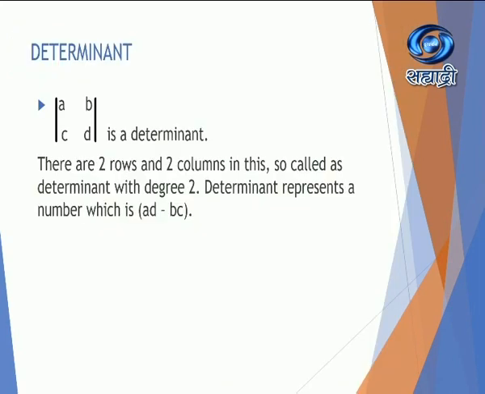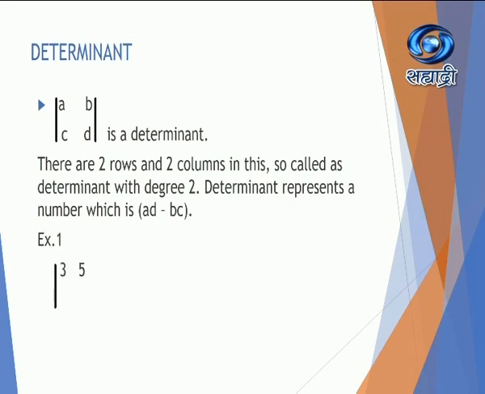Moving on to the next method, that is the determinant method. First of all, let us introduce what we mean by a determinant. A, B, C, D written in modulus form is a determinant. There are 2 rows and 2 columns in this, so it is called a determinant of order 2. A determinant represents a number which is AD minus BC. So we cross multiply, that is A multiplied by D minus B multiplied by C, and that will give the value for this particular determinant.